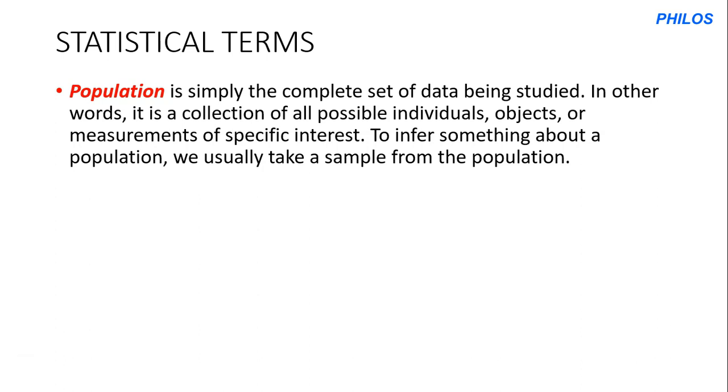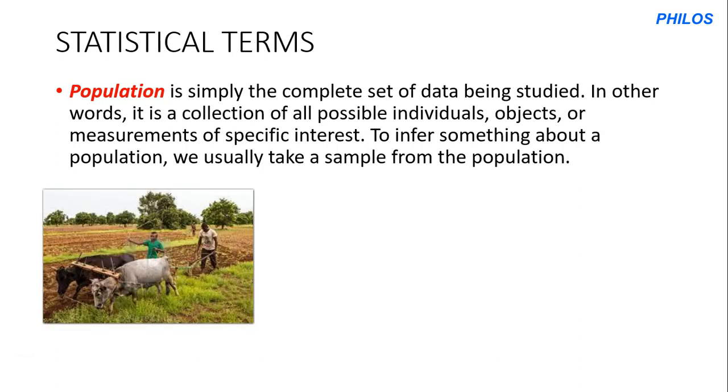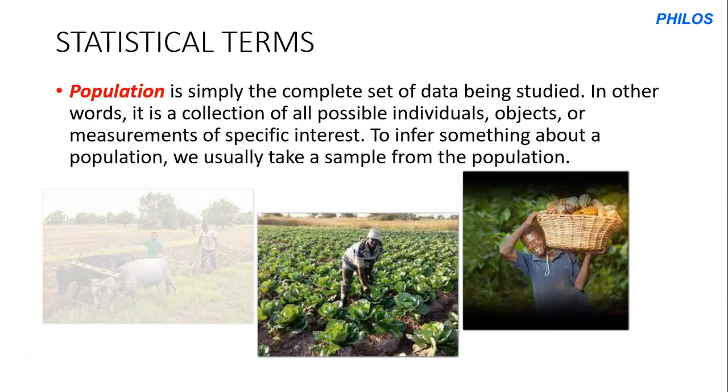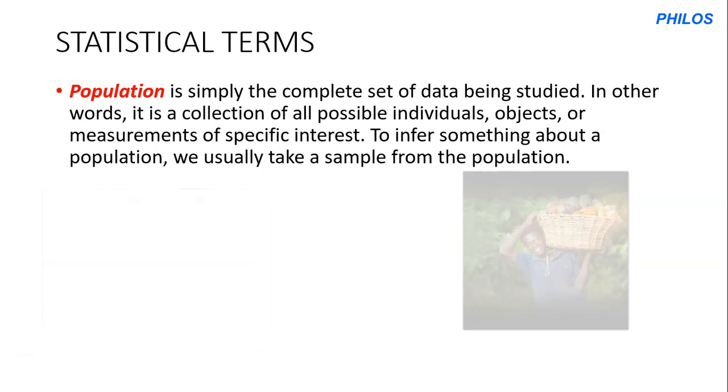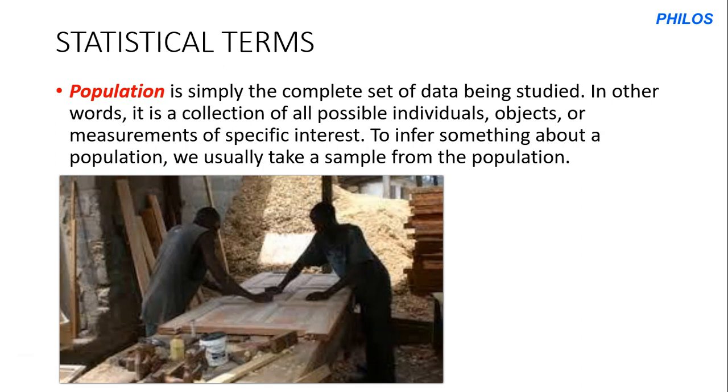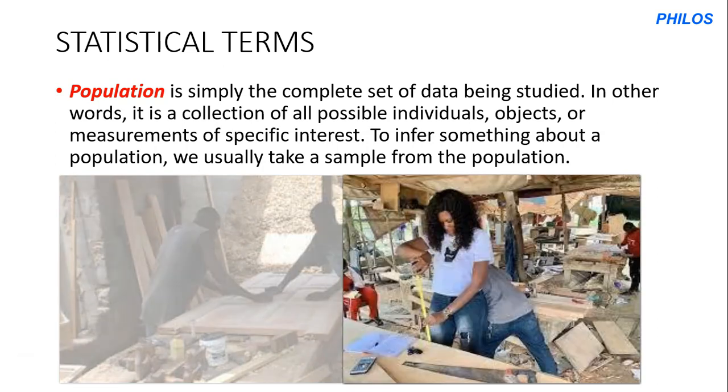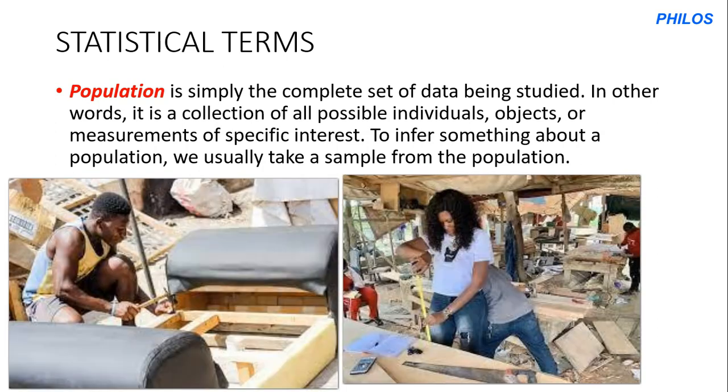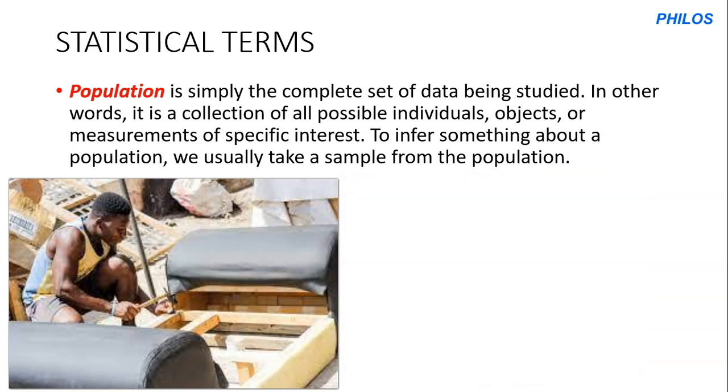Let's say you are interested in knowing the average income of farmers in Ghana. The population is not the whole of Ghana. The population becomes the total number of farmers in Ghana. Let's say you are interested in knowing the average income of carpenters in Ghana. The entire Ghana is not the population at that moment. All carpenters in Ghana become the population of interest.